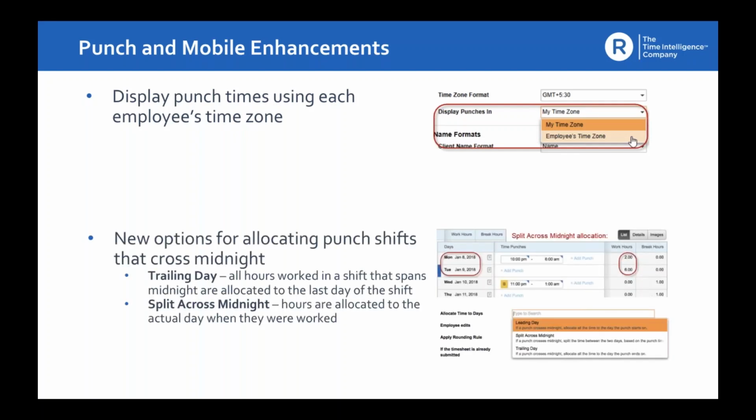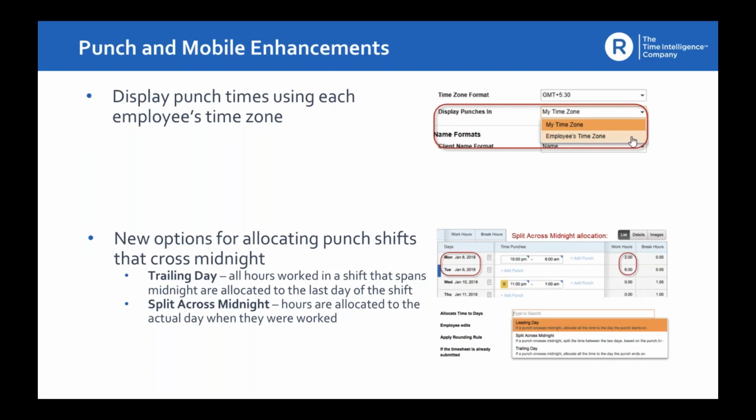Another one is if sometimes a punch shift crosses over midnight. So the only option we previously had was to allow all hours to be allocated to the first day, or the leading day. But allocating time to the leading day sometimes can cause an audit issue because the hours don't appear on the actual day that has been worked. And for that reason and others, some companies may want hours to be split across the days or allocated to the second day or the last day instead.